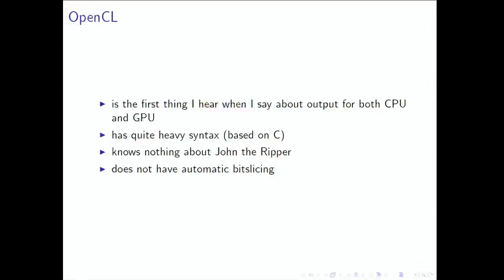When I start talking about the output for different platforms, I'm often asked, well, there's OpenCL. What's so bad about it? Well, let's start with the fact that its C syntax is very heavy, and John DevKit provides a simpler syntax. Also, the OpenCL compiler doesn't know anything about John the Ripper, and it cannot transfer the code between the functions in the format. And also, it doesn't have any automated bit slicers. Automatic bit slicing is generally a very rare optimization.